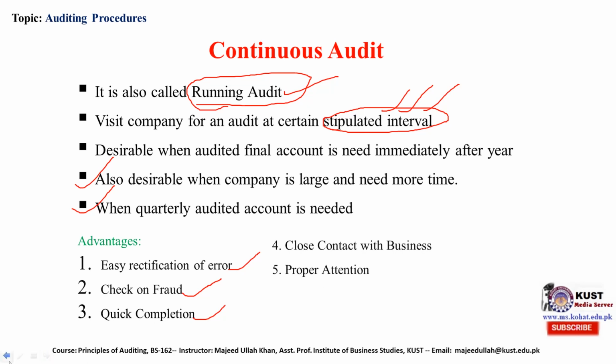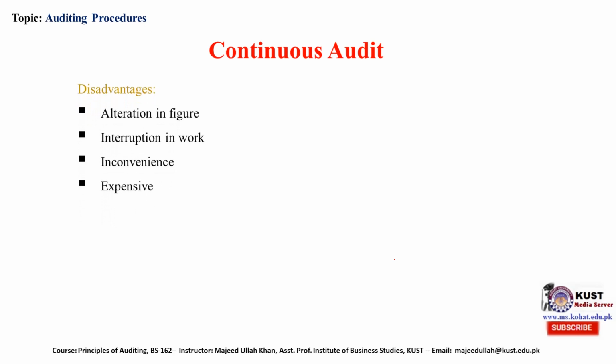The fifth one is proper attention. The auditor has ample time before finalization of the accounts. Greater attention can be paid to the checking of accounts and detection of error and fraud. Moving further, continuous audit. Disadvantages.